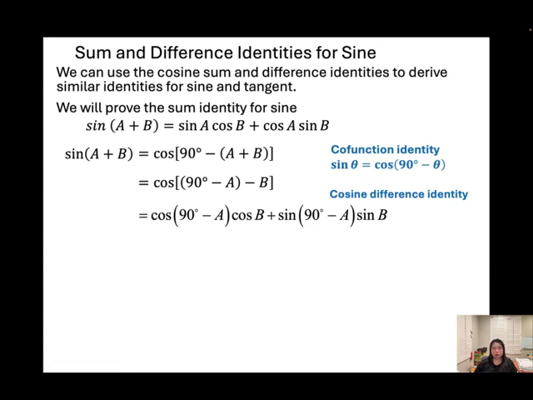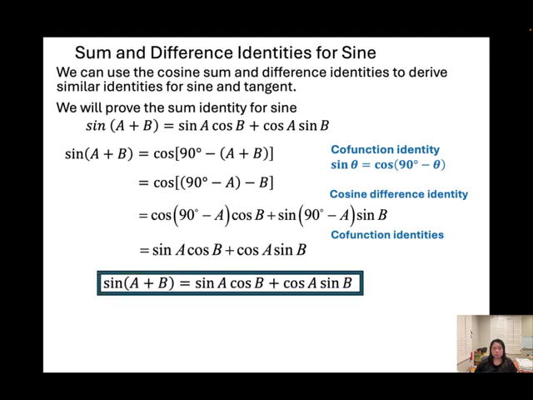Then I'm going to apply the cofunction identity again. What is cosine of 90 degrees minus A? It should be equal to sine A. So this is sine A cosine B plus cosine A sine B. So we proved the sum identity for the sine.